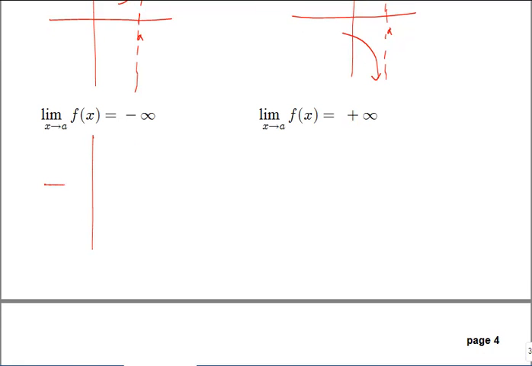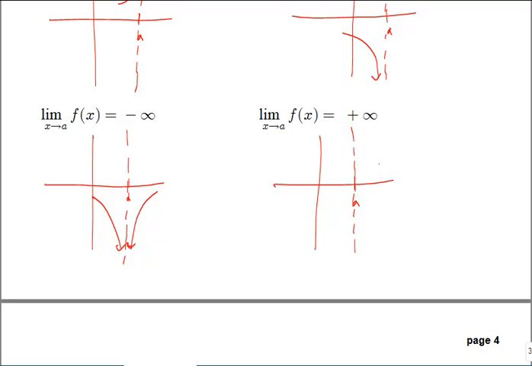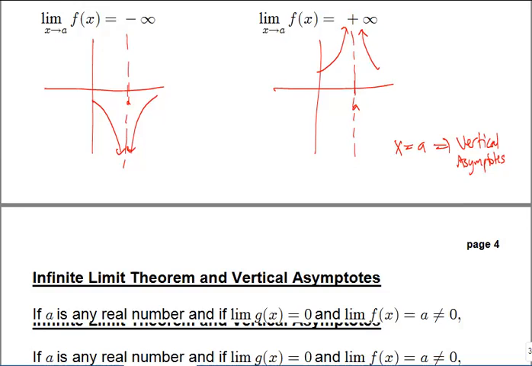And finally, if we come from both sides of a and the graph is shooting down on both sides, or if the graph is shooting up on both sides of a, then that means this line x equals a is a vertical asymptote. So in other words, you can have a one-sided limit that goes to positive and negative infinity, or a two-sided limit that goes to positive or negative infinity. In either case, you have a vertical asymptote occurring on your graph if that limit is infinite.